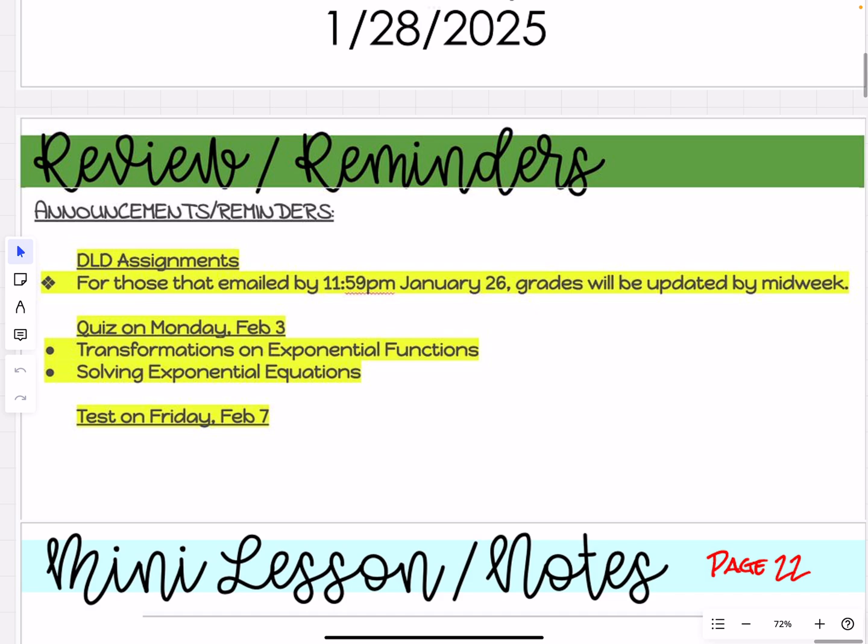So what we do today and what we do Wednesday, Thursday, Friday, those 3 days will be solving exponential equations. And then our unit test will be on Friday, February 7th. We agreed on that in our algebra meeting yesterday. So that's when you can expect the test on this unit. Everything on the quiz from yesterday plus everything on the quiz this upcoming Monday.